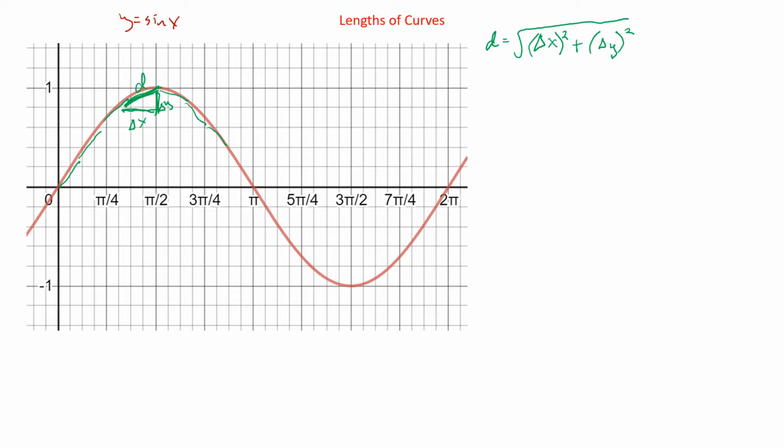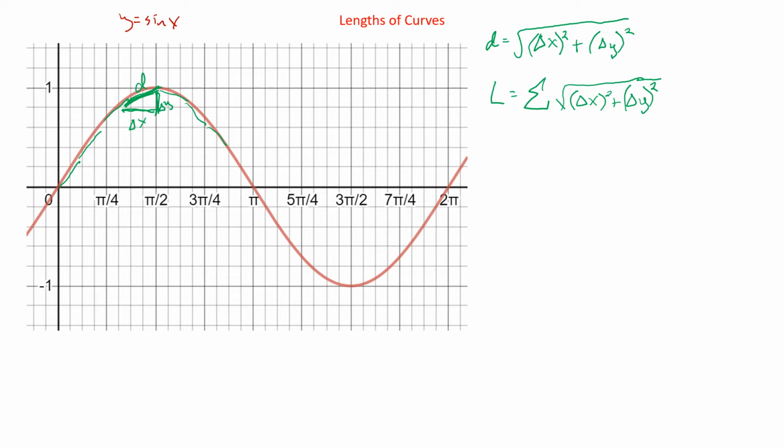Well, if we want to find the whole arc length, we're going to add up a whole bunch of these distances. Technically in the formula we'd have delta x k and delta y k because we have to have those indices there. I'm just going to leave those off to simplify the process here. So if we add up all of these distances, we get the length.